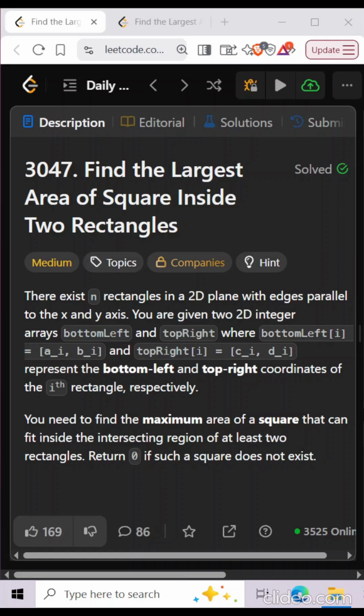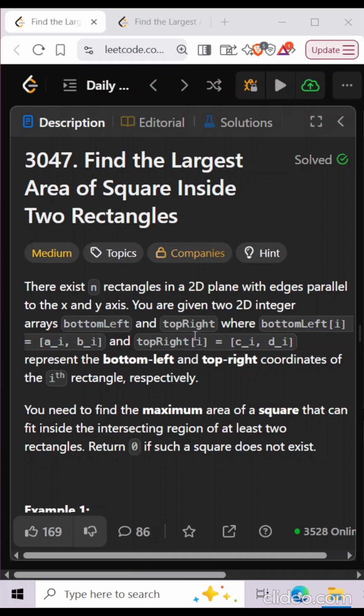Hello, all. Welcome to another very interesting geometric problem. Find the largest area of square inside two rectangles. So in this problem, we are given the bottom left coordinate and top right coordinates, and we need to find the area of a square that can be found by the intersection of the two rectangles.